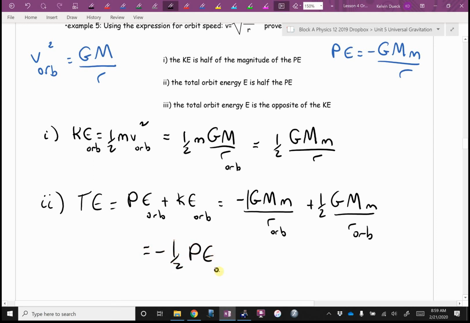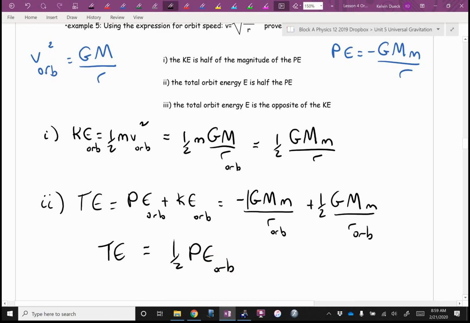The potential energy in orbit. Can you read to me the total orbit energy, which is this, is half. Oh, you know what? Actually, the potential energy in orbit was negative. It's half the potential energy in orbit. Again, I use that as a built-in error check.